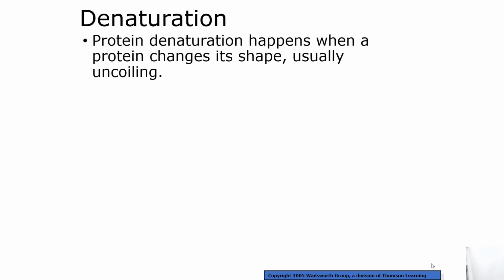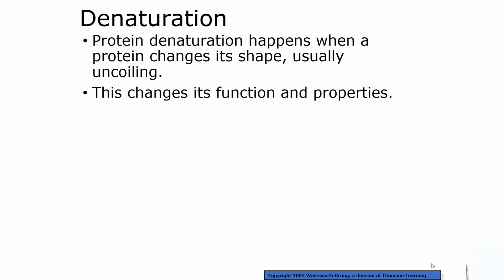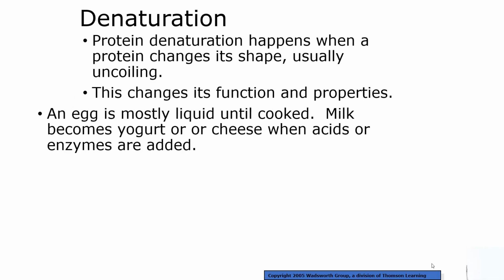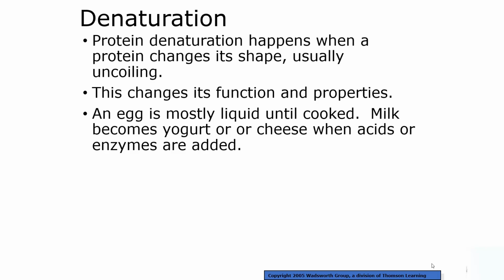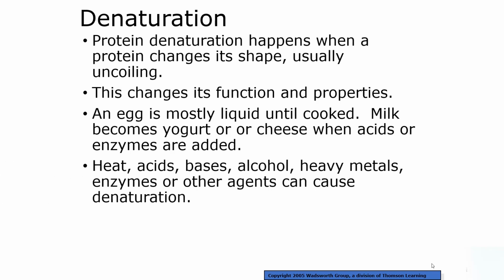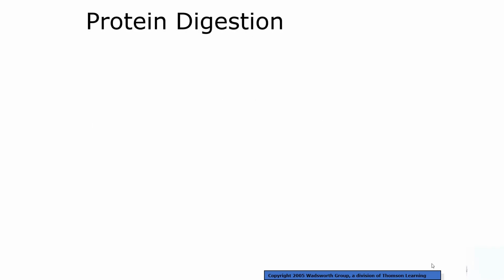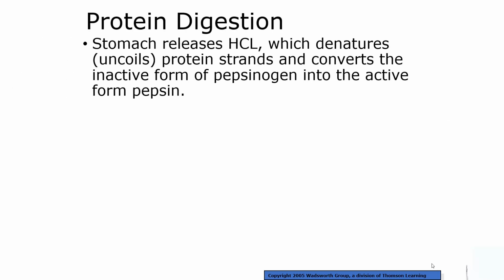Now, what do you mean by denaturation? Protein denaturation happens when a protein changes its shape, usually uncoiling, and it changes its function and properties. An egg is mostly liquid until cooked; milk becomes yogurt or cheese when acid is added. Heat, acids, bases, alcohol, heavy metals, enzymes, or other agents can cause denaturation.